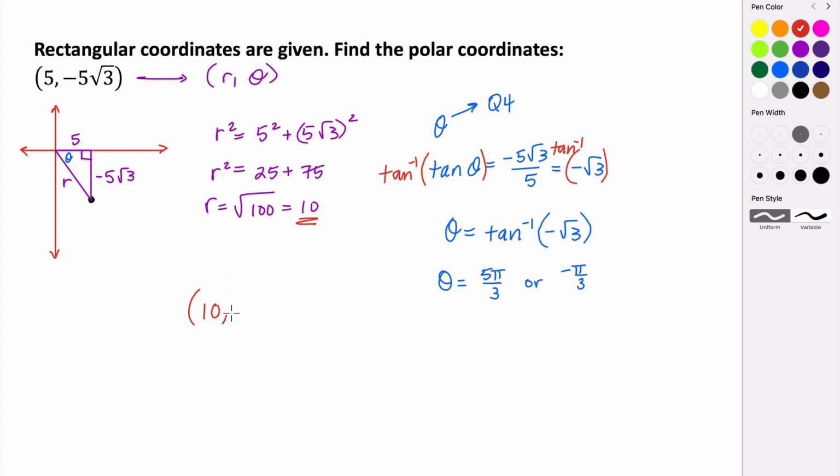So 10, I'm going to use the positive angle measure just because we usually prefer positive angle measures. So (10, 5π/3), or if you were really wanting to, you could have said (10, -π/3). Either of those would work. And actually, we could have picked another angle that would be coterminal to either of those as well. But we do have to have an r value of 10.